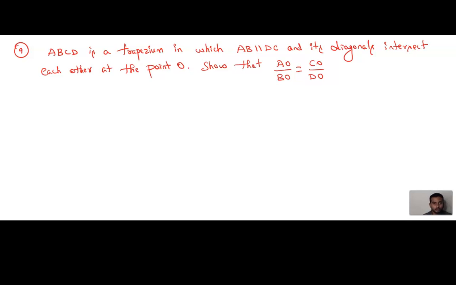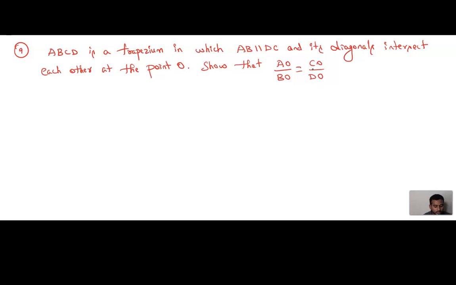Now let me solve question number 9. Here the question is: ABCD is a trapezium in which AB is parallel to DC and its diagonals intersect each other at the point O. Show that AO by BO is equal to CO by DO. By seeing the question, it looks so difficult, am I right? But no, it's not at all difficult. Let's see how simple it is.